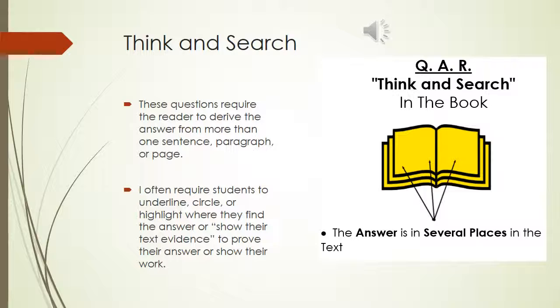The next QAR question type is think and search questions. These questions require the reader to find the answer in more than one spot in the text, so that might be in a different sentence, in a different paragraph, or even a different page. So the answer is found directly in the text, however, it is found in several different places. And just like right there questions, I will require my students to show their text evidence or show their work by underlining, circling, or highlighting where they found the answer in their text.